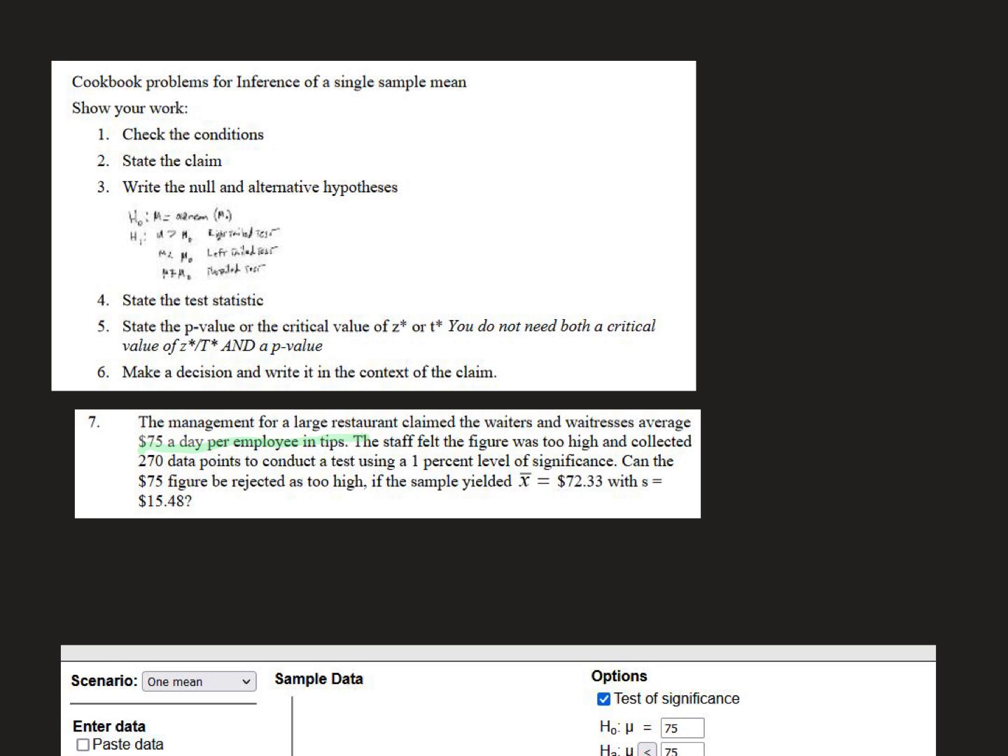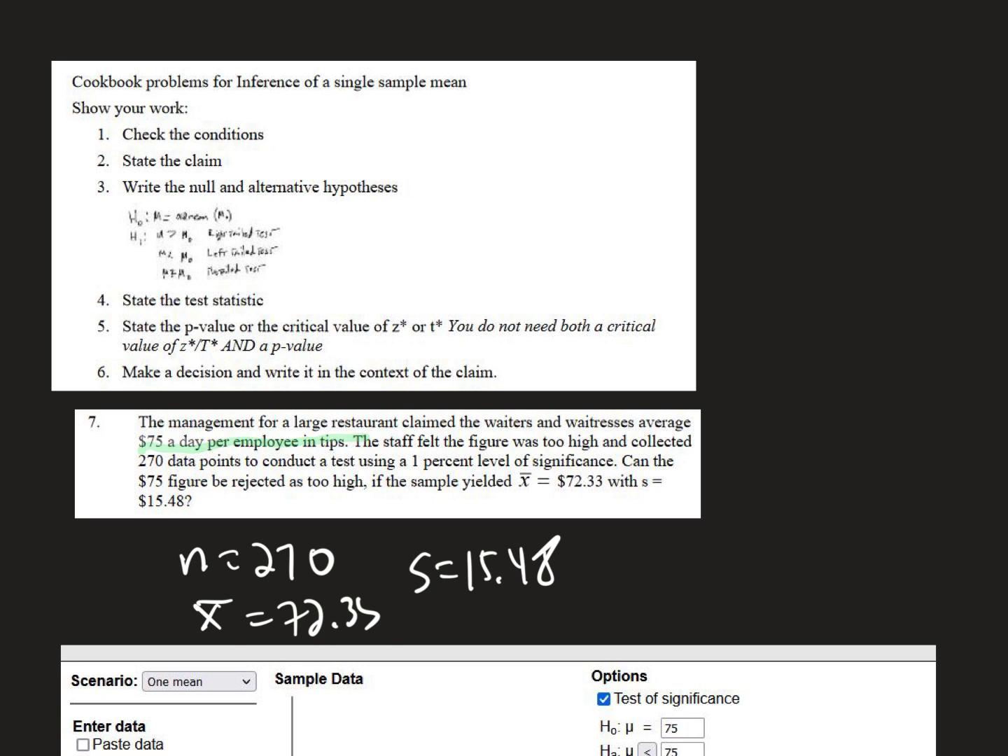The staff felt the figure was too high, and they went out and collected 270 data points. So n is 270. They found the sample mean was 72.33 and the sample standard deviation was 15.48.